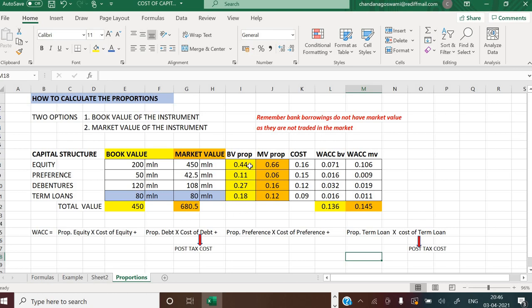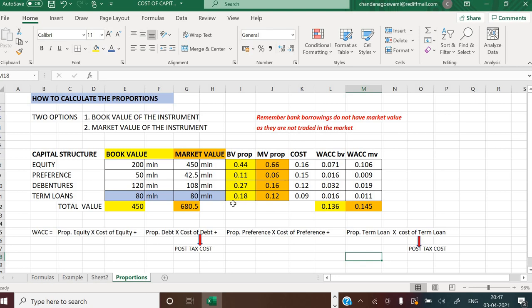So how did I calculate this book value proportion? For equity, I will take 200 and I divide it by the total 450. That will give me 0.44. For preference, take this 50 divided by 450. I will get 0.11. So in this manner, I can calculate the book value proportions.